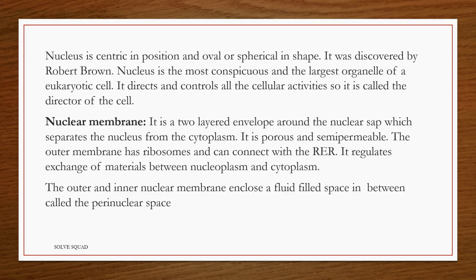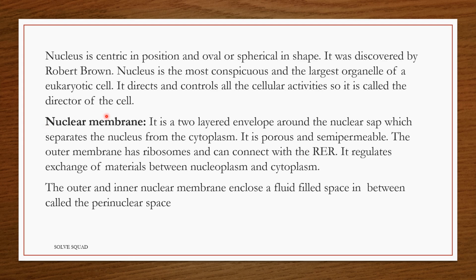First, what is the location of the nucleus? Nucleus is centric in position and oval or spherical in shape. It was discovered by Robert Brown. Nucleus is the most conspicuous and largest organelle of a eukaryotic cell. It directs and controls all the cellular activities, so it is called the director of the cell.